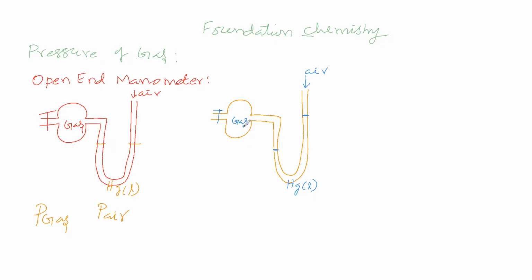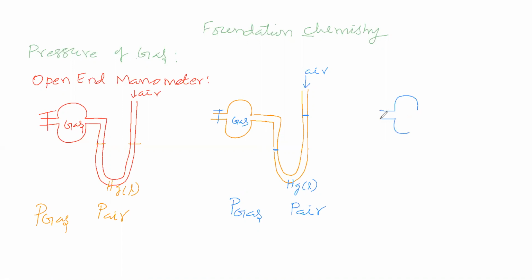Here gas is exerting pressure downward like this. This air is pushing mercury like this. Both are pushing mercury towards a certain side. Gas is pushing mercury to this side, and air is pushing mercury in this direction. Due to these two, the level of mercury in the left limb is here and in the right limb is here. Now let us compare the pressure exerted by the gas and the pressure exerted by the air.